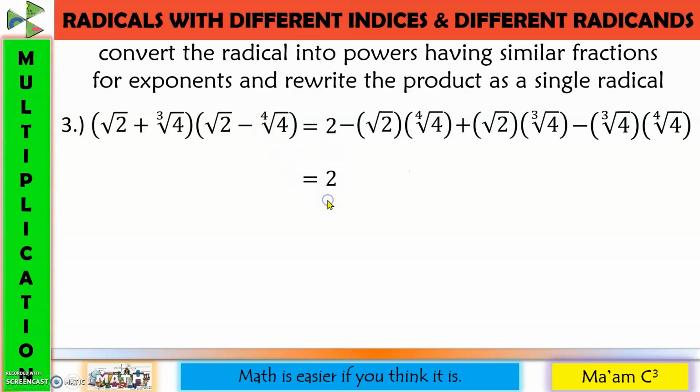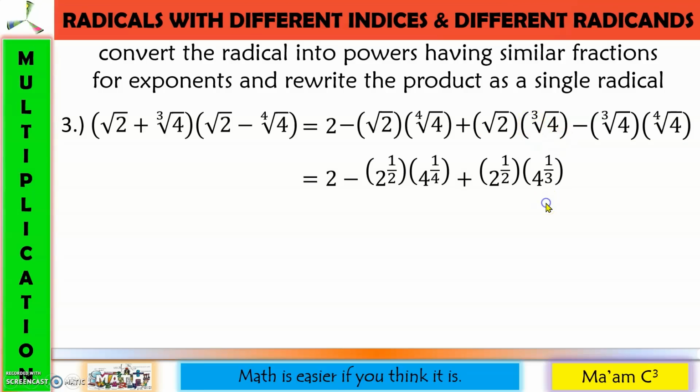And then I'll copy this one. I'll convert this into exponential form. Square root of 2 is 2 raised to 1/2. Fourth root of 4 is 4 raised to 1/4. Again, square root of 2 is 2 raised to 1/2. Cube root of 4 is 4 raised to 1/3. Again, cube root of 4 is 4 raised to 1/3. And fourth root of 4 is 4 raised to 1/4.